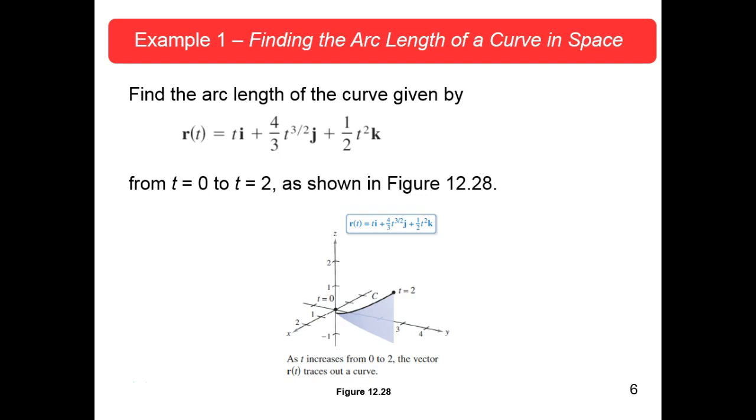Now, we're only going from 0 to 2, so you don't notice the most rapid expansion in the k direction, or the z direction, as you probably would otherwise. So there's the vector that describes the curve, and we want to know the arc length of that curve from 0 to 2.